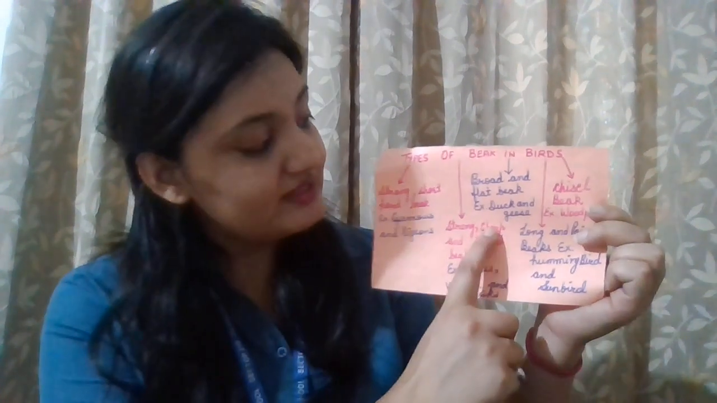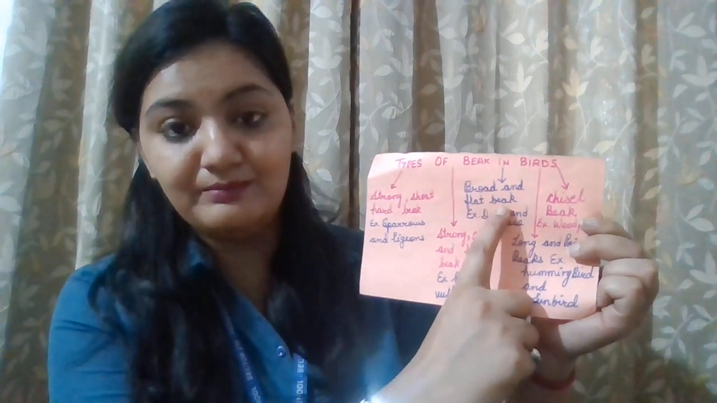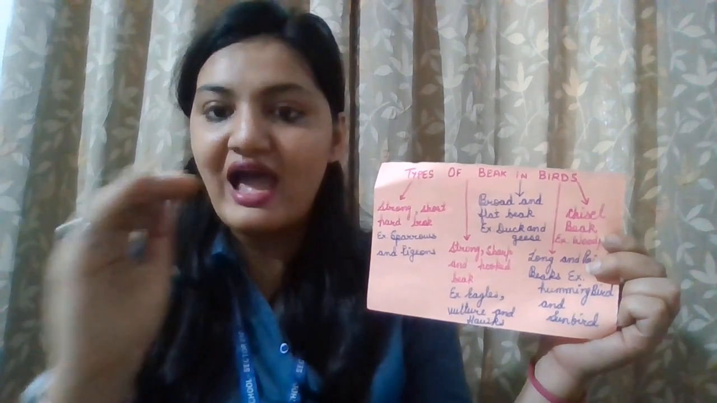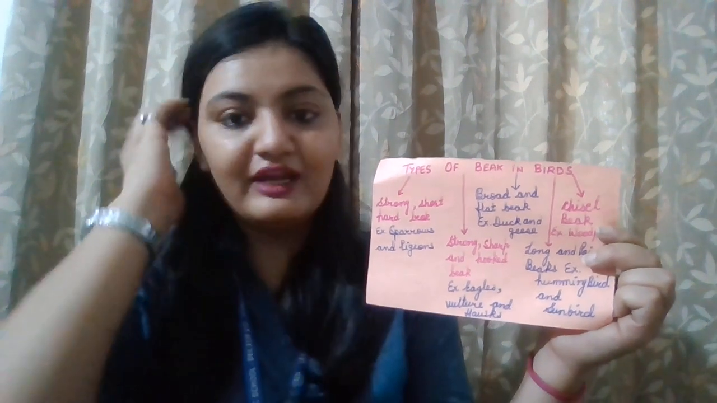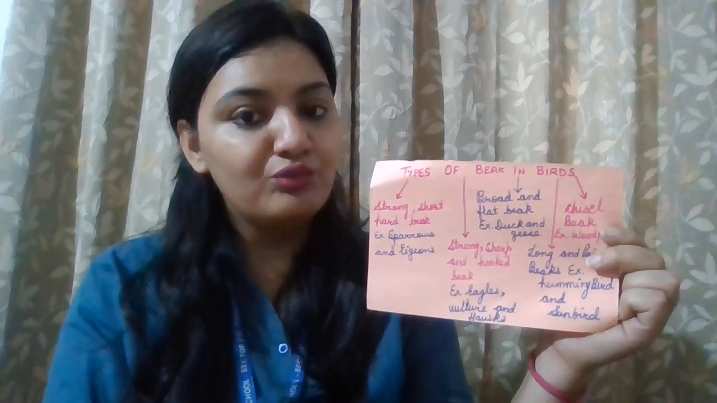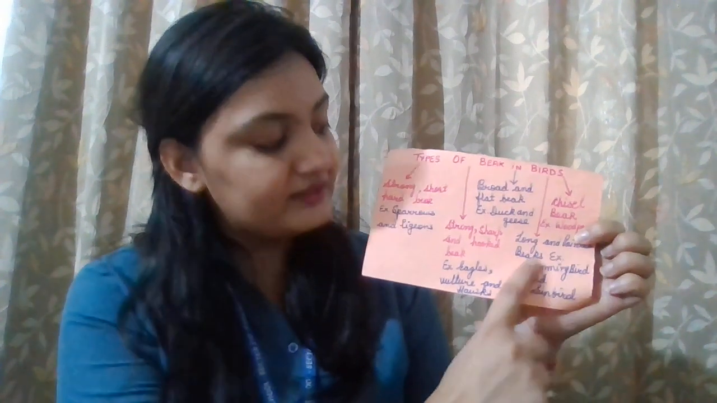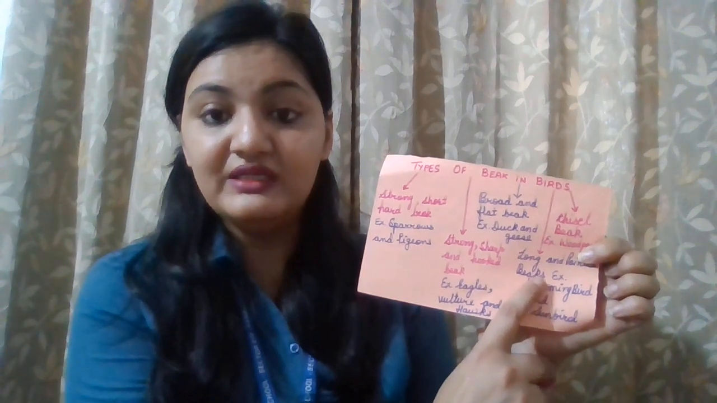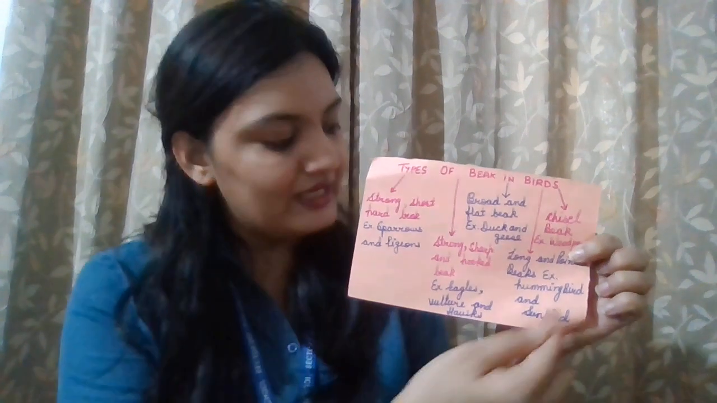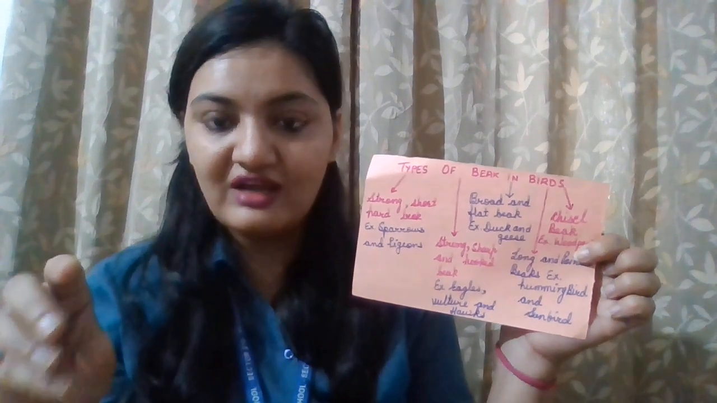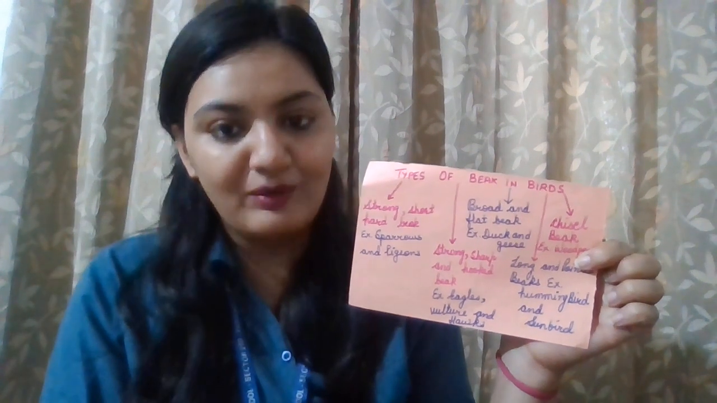Clear? Then comes another category, that is broad and flat beak. Some birds like duck and geese are having a very flat kind of beak. That kind of beak is there when they are living in water. So duck and geese are water birds, and they are having broad and flat beak. Then comes again long and pointed beak. Basically this long and pointed beak is for smaller birds like hummingbird and sunbird, so that they can sit on one area of the trunk and they can eat the upper leaves also from the tree.